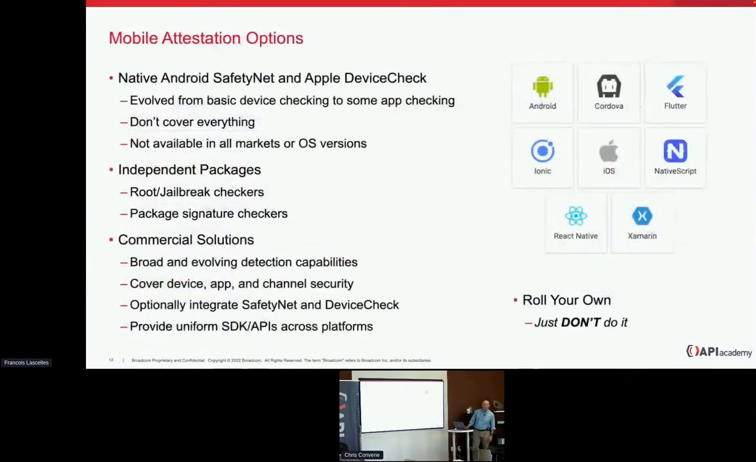So what options do you have if you want to introduce attestation into your flow? Both Google with Android and Apple on iOS offer a flavor of attestation. Historically, they kind of started out checking the device level. Has it been tampered with, the device itself? And then they evolved towards checking some features of applications as well. So it doesn't cover everything, but it's a decent base.